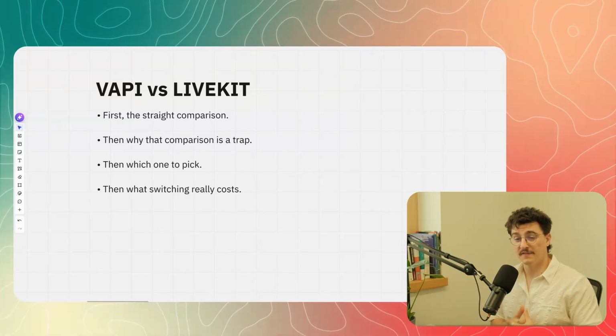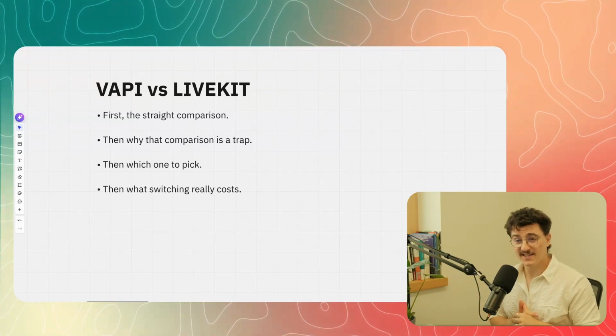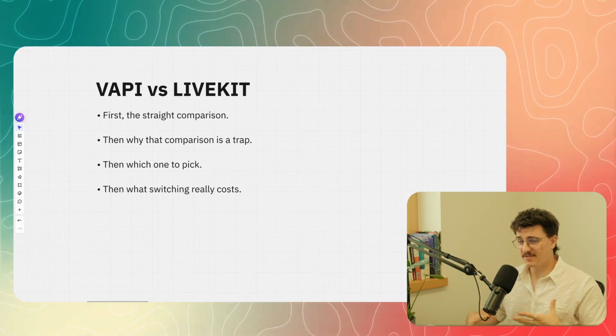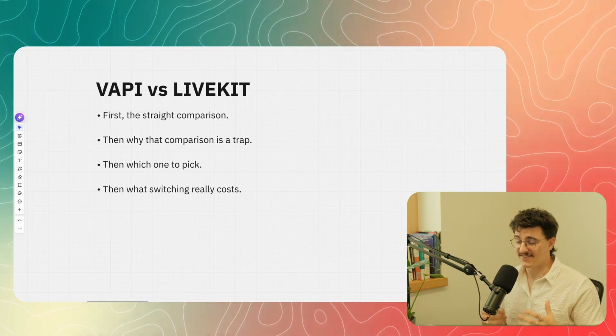Vapi or LiveKit. If you are building phone agents, you have to pick one. And most of what you find online is just a table of features that doesn't really help.